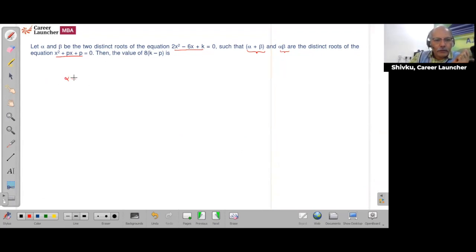So we have alpha plus beta is equal to 3, since that is minus of minus 6 by 2, that is equal to 3. And alpha beta is equal to k by 2. So let me not take P and Q, let me take this as M and this as N. And M and N are the roots of this particular equation. So M plus N is equal to 3 plus k by 2. And M into N is equal to 3k by 2.